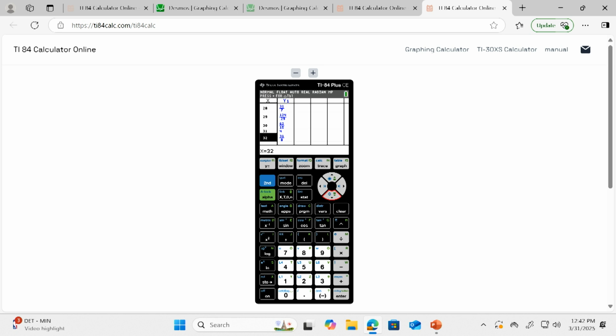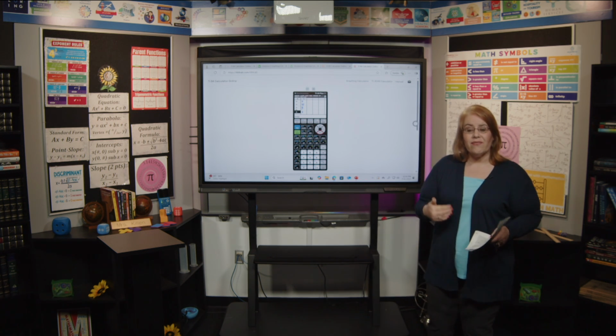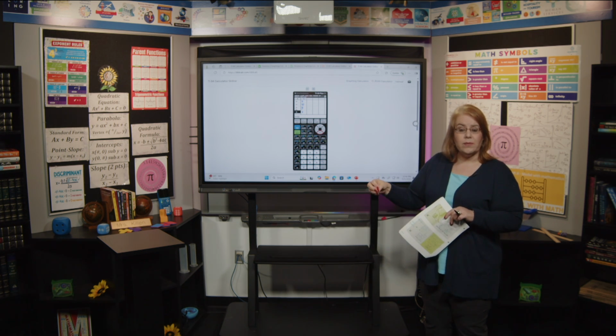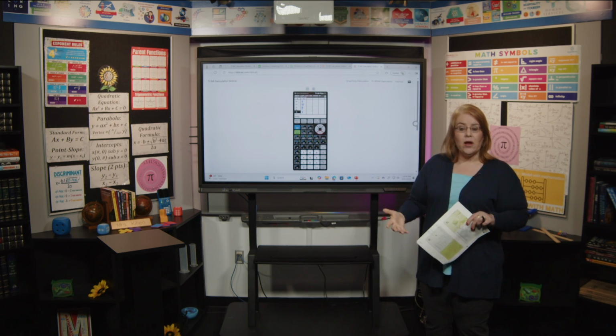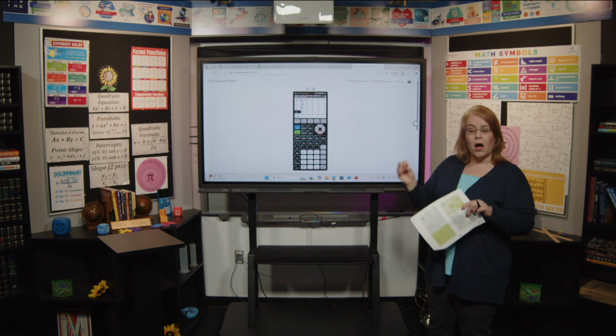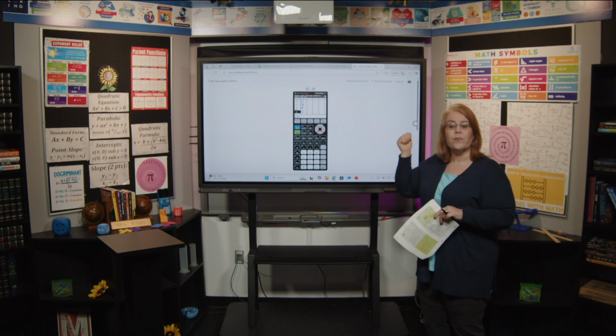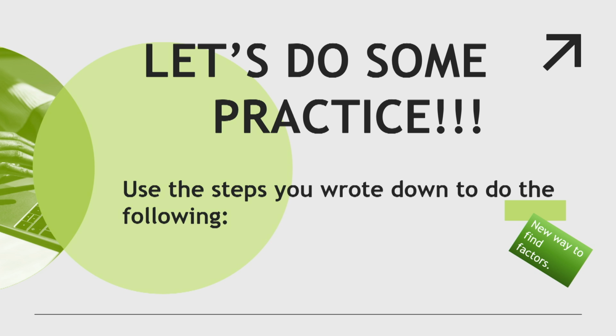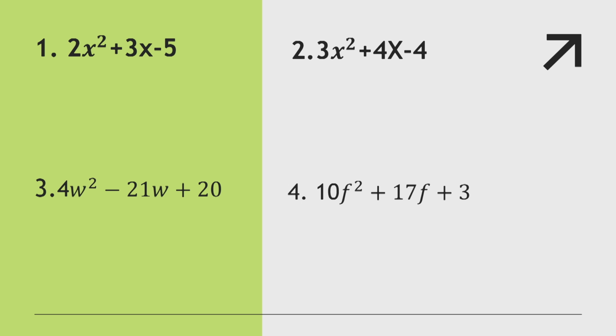So this is a new way for us to make sure that we are getting the correct factors when we're having to find them to multiply to get these new binomials. I wanted to make sure that we all understood how to use this feature of our calculator. So let's go back. Now that we found this new way, let's put it into some practice.